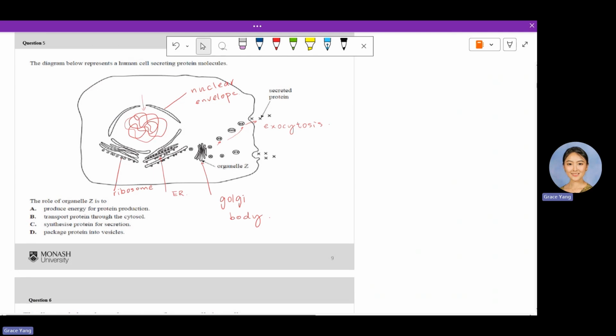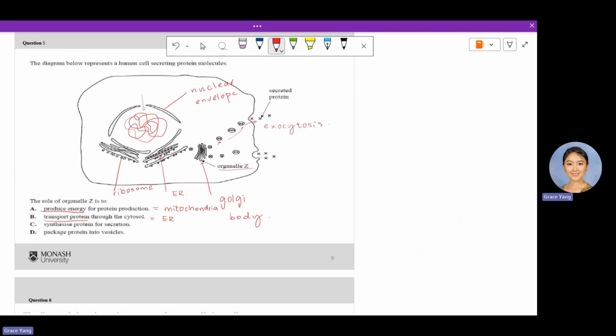Okay, now the question asks, the role of organelle Z, so this one, the Golgi apparatus, is to A, produce energy for protein production. No, producing energy is the job of mitochondria. Okay, so anytime you see producing energy, mitochondria. B, transport proteins through the cytosol. If you see transportation, that is the job of ER because ER is kind of like tunnels, and it allows newly synthesized molecules to get transported throughout the cell. Okay, so that's the job of ER.